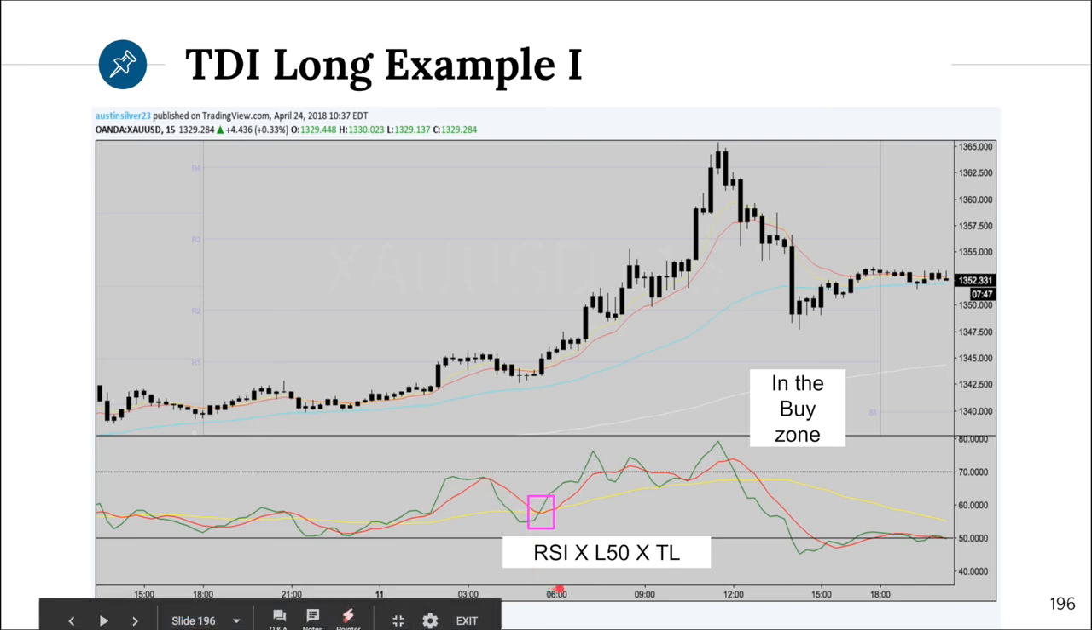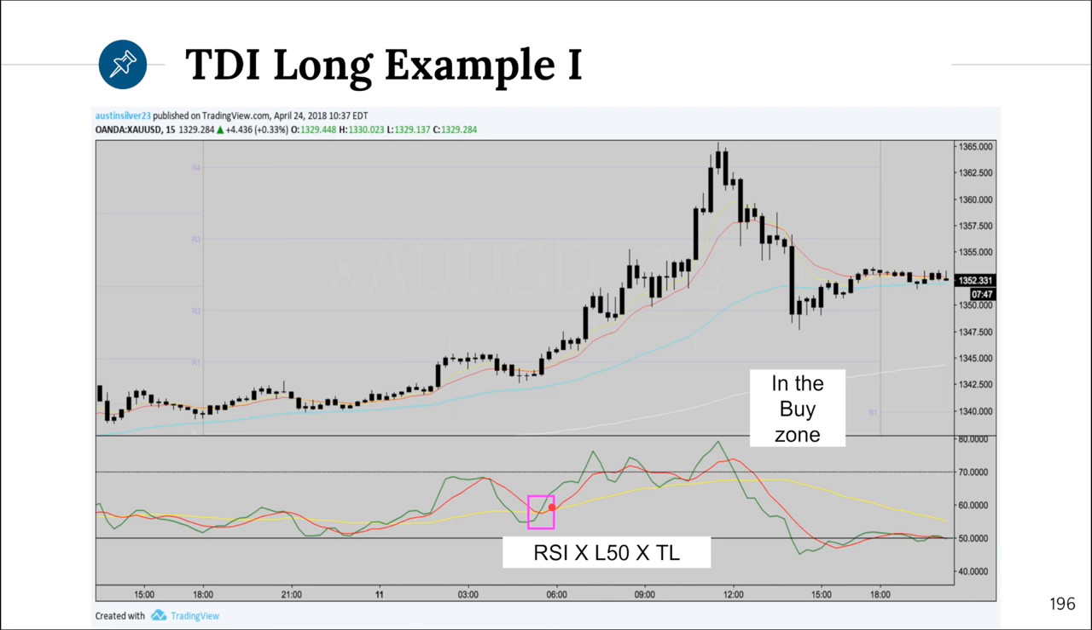When you wait, this is around 6 a.m., a little bit before, you have the RSI coming through the liquid 50 and through the trend line at the same time in the buy zone before the RSI has hit overbought this day. This would tell us that we would potentially find an entry on a smaller time frame.